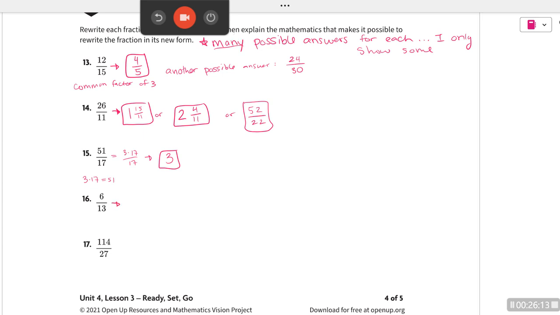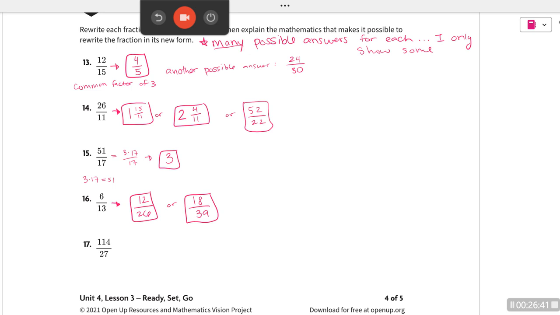6 over 13, we can't reduce that. They don't have a common factor, so let's make it bigger. Let's do 12 over 26. Or let's say we wanted to multiply it by 3 instead. 6 times 3 is 18, 13 times 3 is 39. So there are just 2 possible answers of many possible answers.